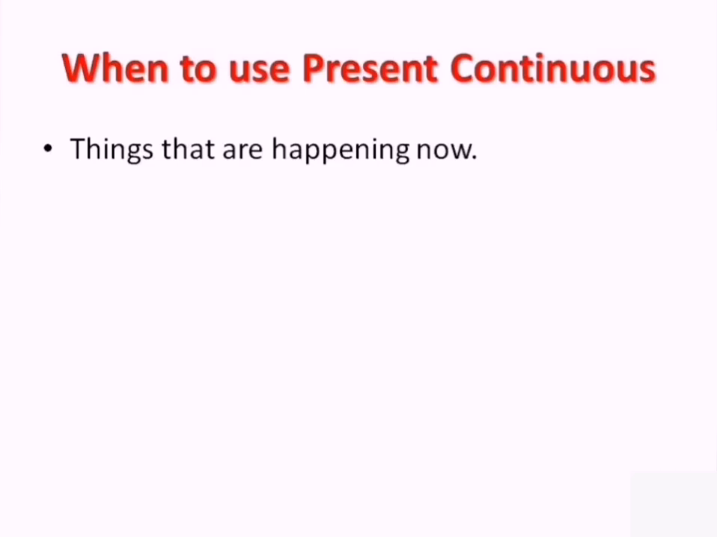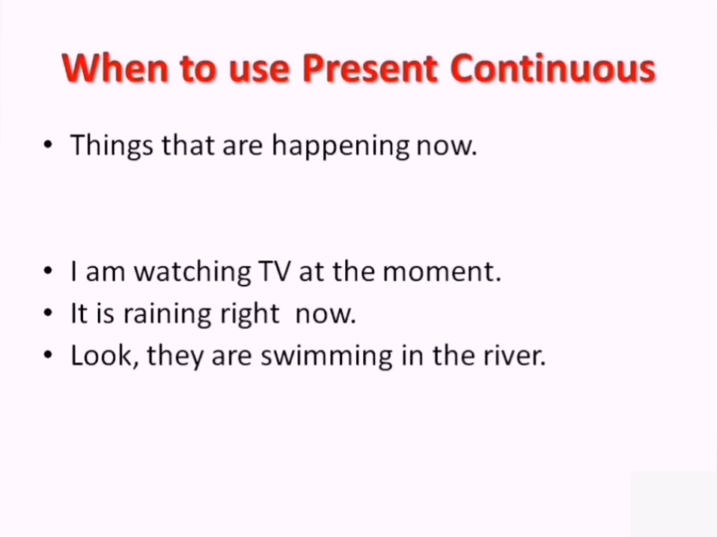Now we are going to take a closer look at when to use the present continuous. We use the present continuous for things that are happening right now. So, if you look around you or maybe out of your window, you see all kinds of things going on. For example, I am watching TV at the moment. It is raining right now. Look, they are swimming in the river.